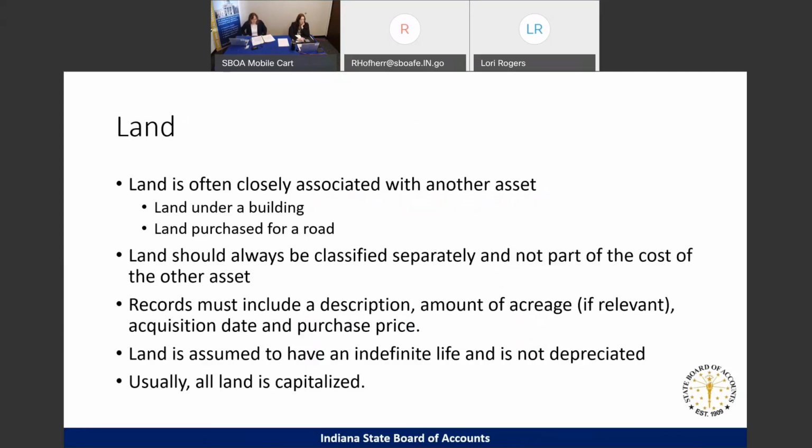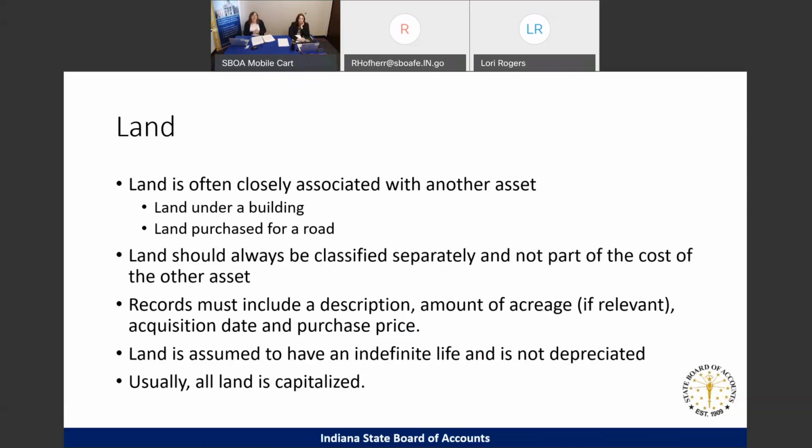Okay, so we're going to start with land. All land is capitalized no matter what the acquisition cost is. So if you pay $1 for land, you're still going to capitalize your land. Okay, that's one exception there. It's always capitalized, unless it is purchased for resale and it's part of an inventory. So think about maybe your redevelopment commission is holding land in inventory, or a land bank is holding that. Those would not be capitalized as part of the county's capital assets. So those are going to be separate. But for the most part, what you're dealing with, land that's owned by the county, that's going to be capitalized.